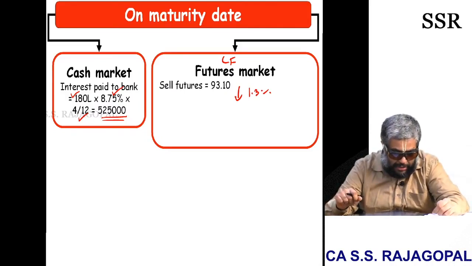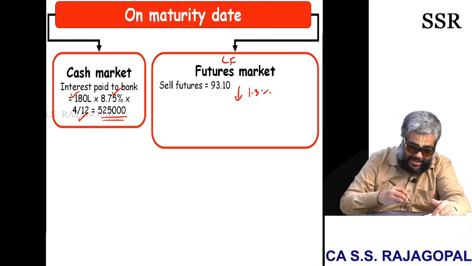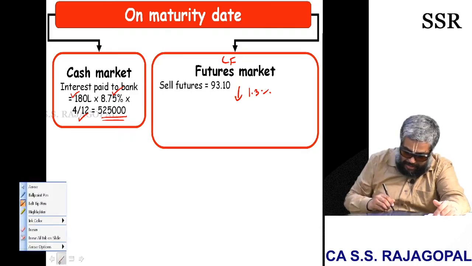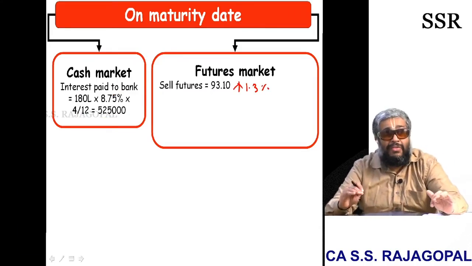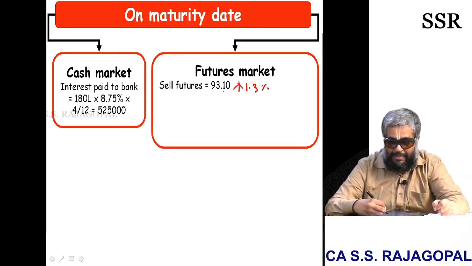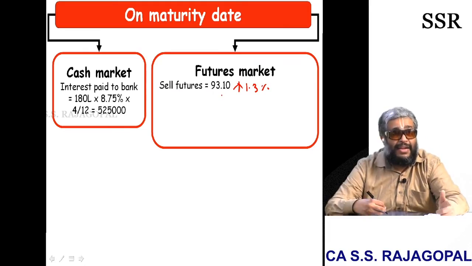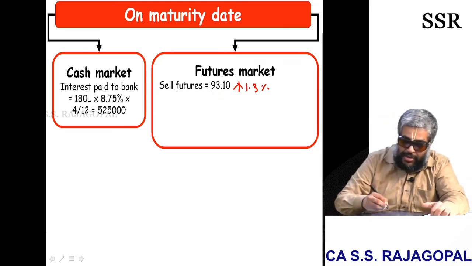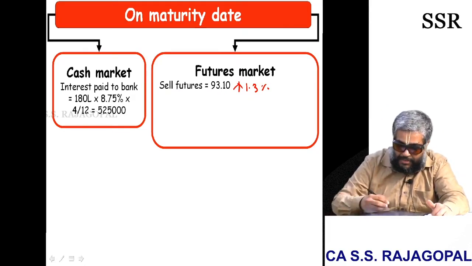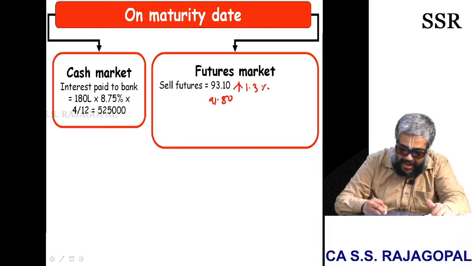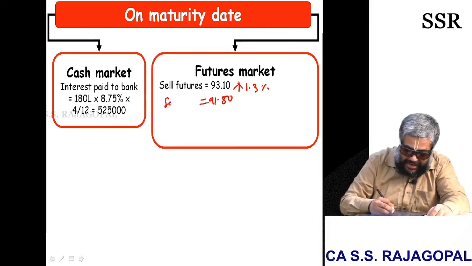Sorry, in the LIBOR futures market, the LIBOR increased, by how much percent? It increased by 1.3%. When LIBOR increases by 1.3%, the bond price will decrease by 1.3. So the bond price will be 93.1 minus 1.3, that becomes what? 91.8 will be the bond price at which I should give a buy futures.